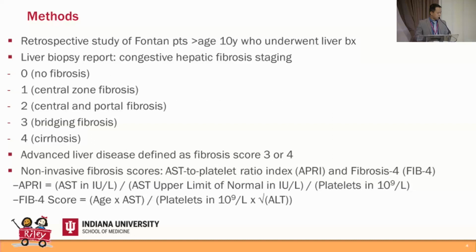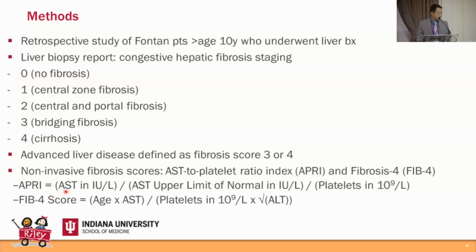This study is a retrospective chart review of Fontan patients more than 10 years old who underwent liver biopsy. For the liver biopsy scale, we use the congestive hepatic fibrosis score. 0 means no fibrosis, 4 means cirrhosis. Advanced liver disease is defined as a score of 3 or 4. We also measure non-invasive fibrosis scores: the AST to platelet ratio index, APRI, or Fibrosis-4, FIB4. Adult hepatologists use these non-invasive scores to assess liver fibrosis and cirrhosis in other liver diseases like Hep B, Hep C, or fatty liver.